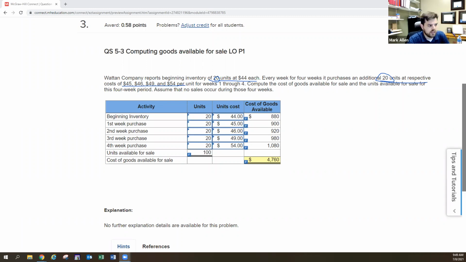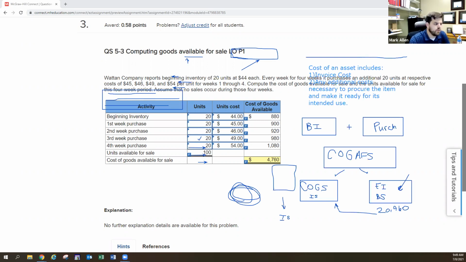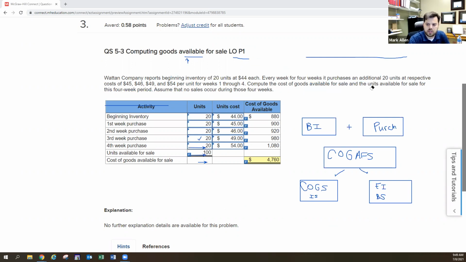So I'm going to see if I can get that picture back. There we go. We don't have to redraw it. So we'll just clean this up a little bit. But this gets us back that initial picture that we wanted. Okay. So basically, just to orient ourselves, remember they said compute the cost of goods available for sale. That's right here. And the units available for sale for the 4-week period.